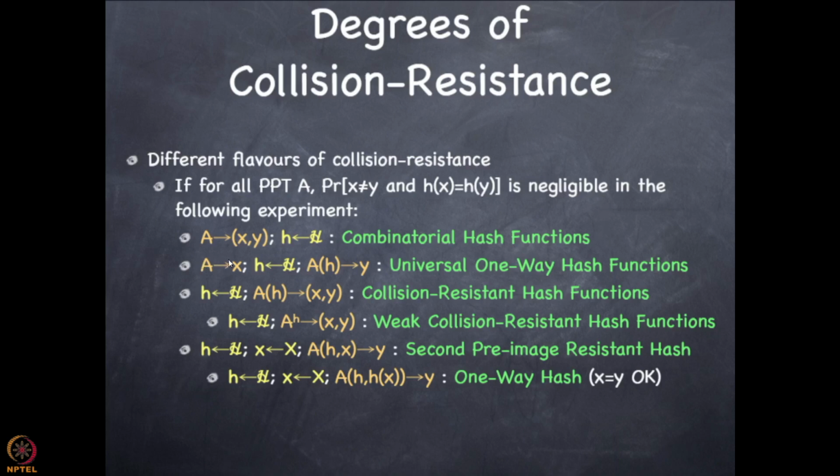The next step is, okay, the adversary doesn't announce both x and y first. It only announces x. Then we pick the hash function and show it to the adversary. So the adversary works in two stages. First it picks an x, then it gets back an h from you, and then it tries to find a y. Okay? This has a name. Doesn't matter what the name is. It's universal one-way hash functions, for some historical reasons. But that's the next level of collision resistance. So the adversary has a little more control now. It can pick y after seeing this h.